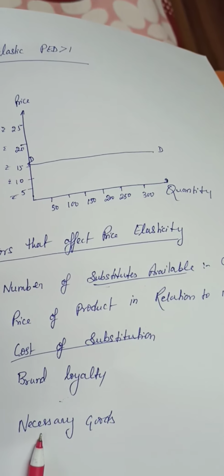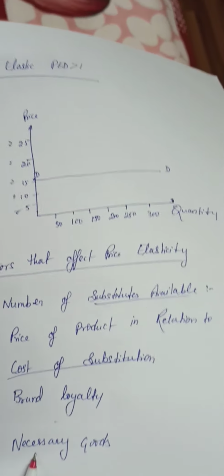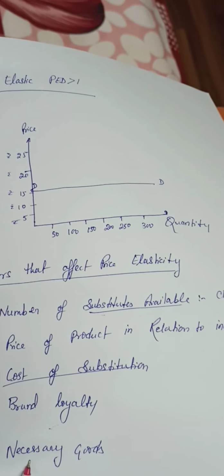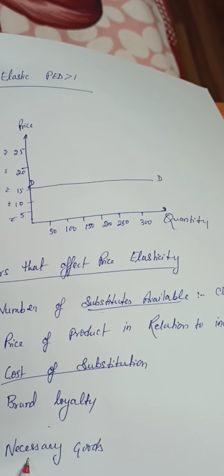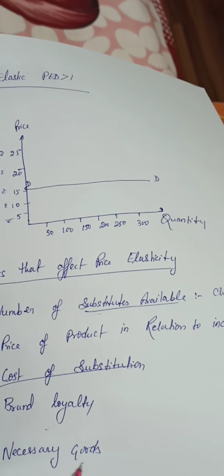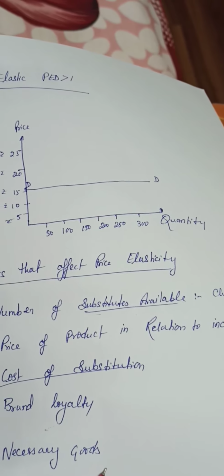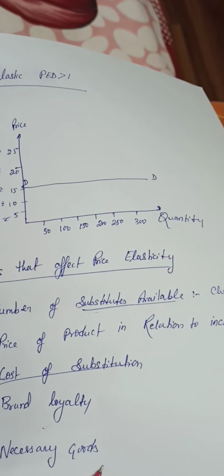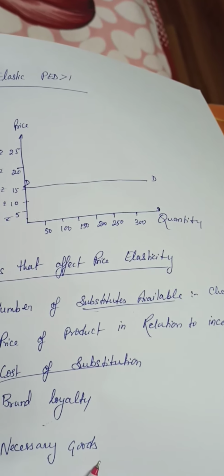Now, necessary goods such as medicine and petrol usually have an inelastic demand, as consumers have to purchase those goods irrespective of change in the price. The demand remains unchanged.